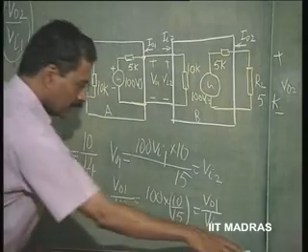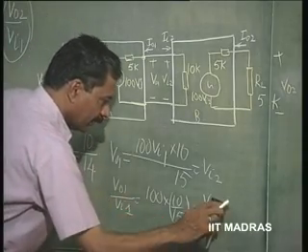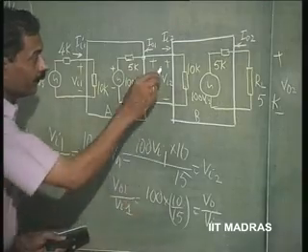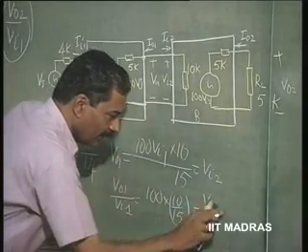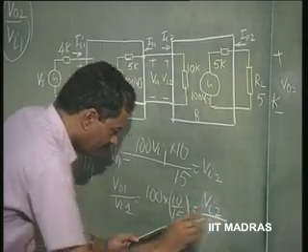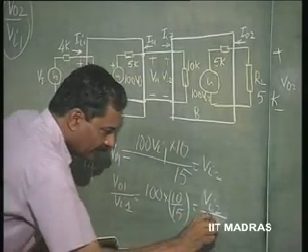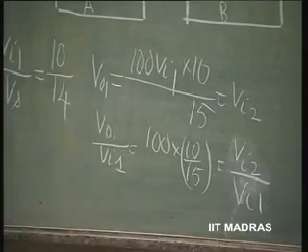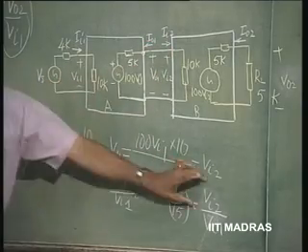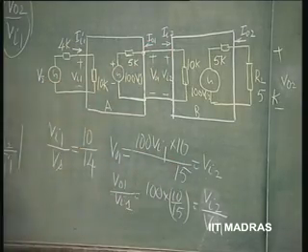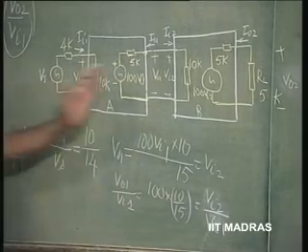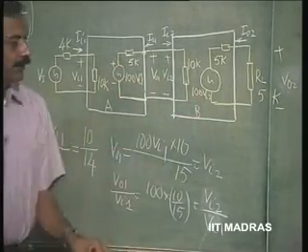Just a minute, this is not correct. V naught 1 by Vi1, and V naught 1 is the same as Vi2, divided by Vi1. Okay. V naught 1 is the same as Vi2. Now, coming to this stage, 100 times Vi2 comes here.